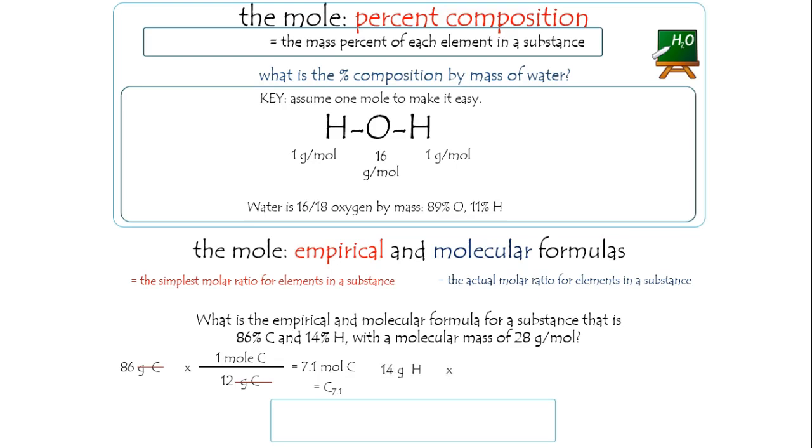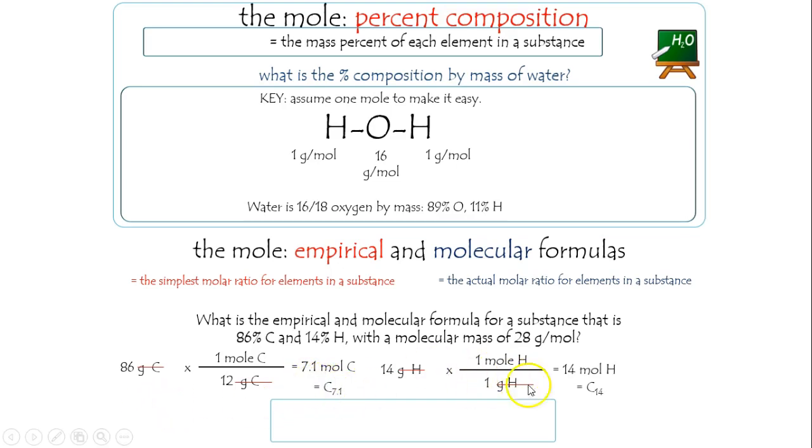14 grams were hydrogen. Notice we're assuming 100 grams. That may not be obvious to you, but that's what you want to do, since if it's percent composition, they always add up to 100%. 14 grams of hydrogen, where 1 gram is a mole, is 14 moles of hydrogen. Let's do our little C14. Now that's done in a way.